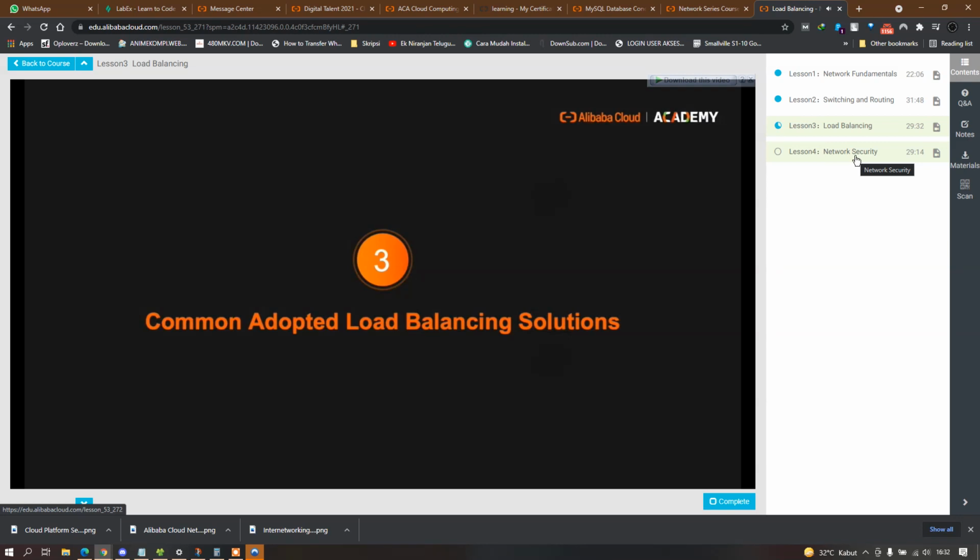Okay, after we have learned about the load balancing concepts, for the third section, we will learn some commonly adopted load balancing solutions. So how can we achieve load balancing? Let's move on.